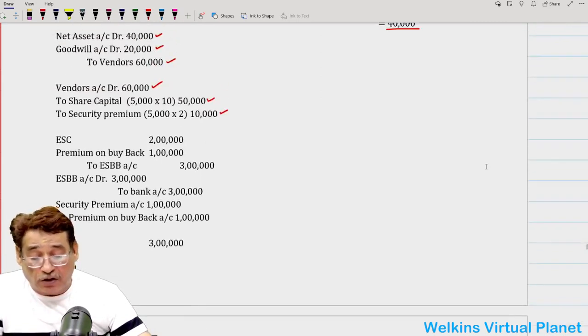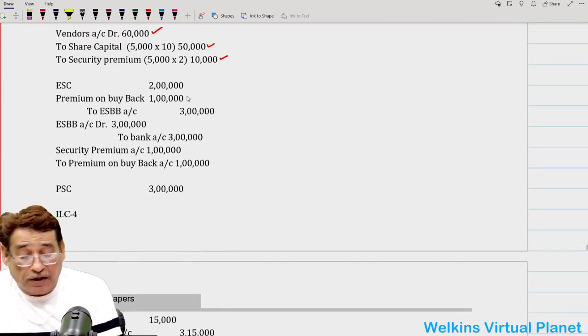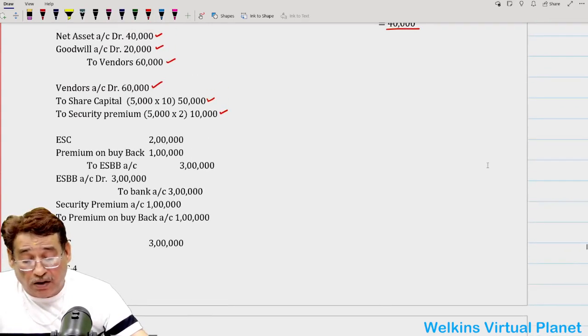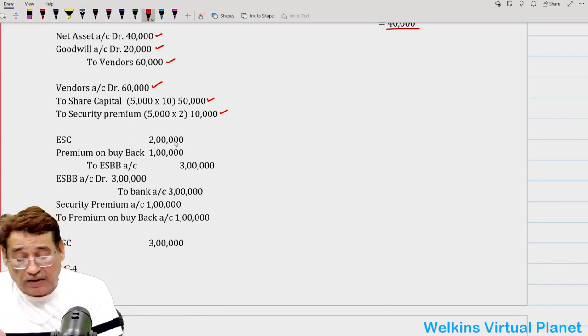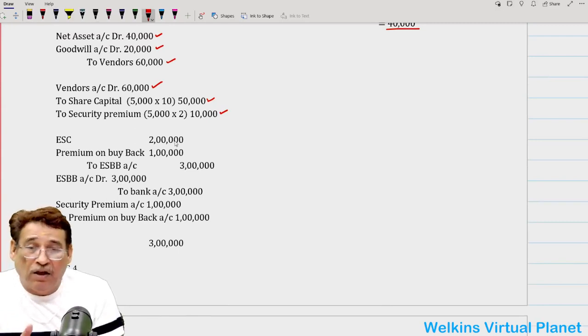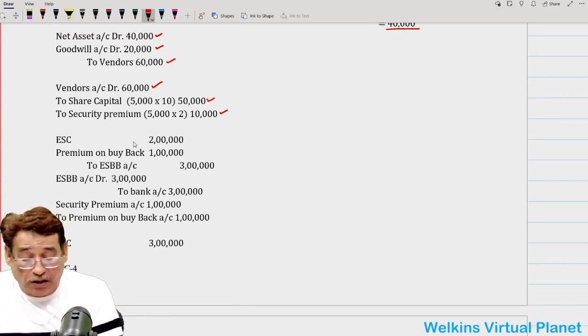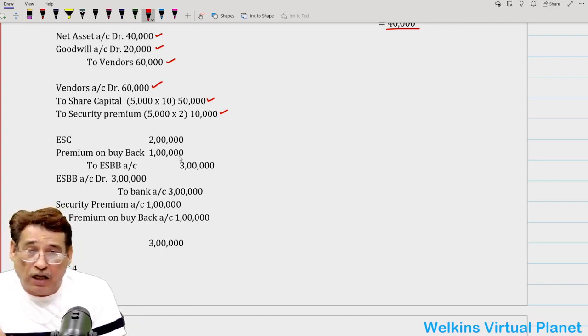Now in this question, I told you that 2 lakh equity share capital. Actually, the question has stated that 20,000 equity shares were bought back. So 20,000 equity shares were bought back. It is very important to understand this in this particular question. So 2 lakh, and premium on buyback is equal to 1 lakh.